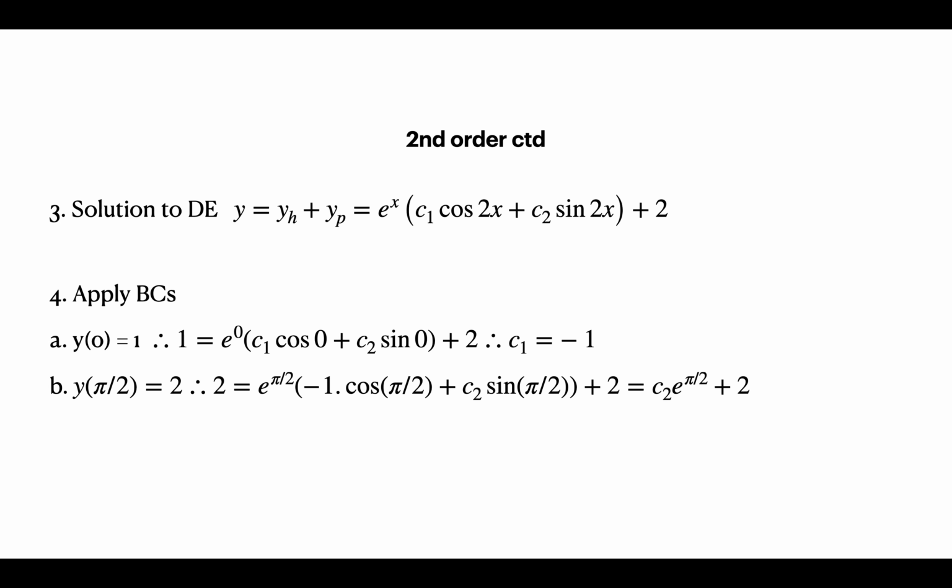And the 2's will cancel, so I get c2 exponential pi over 2 is equal to 0, so that means c2 is equal to 0. And so therefore, my solution to the boundary value problem is just minus exponential x cos 2x plus 2.